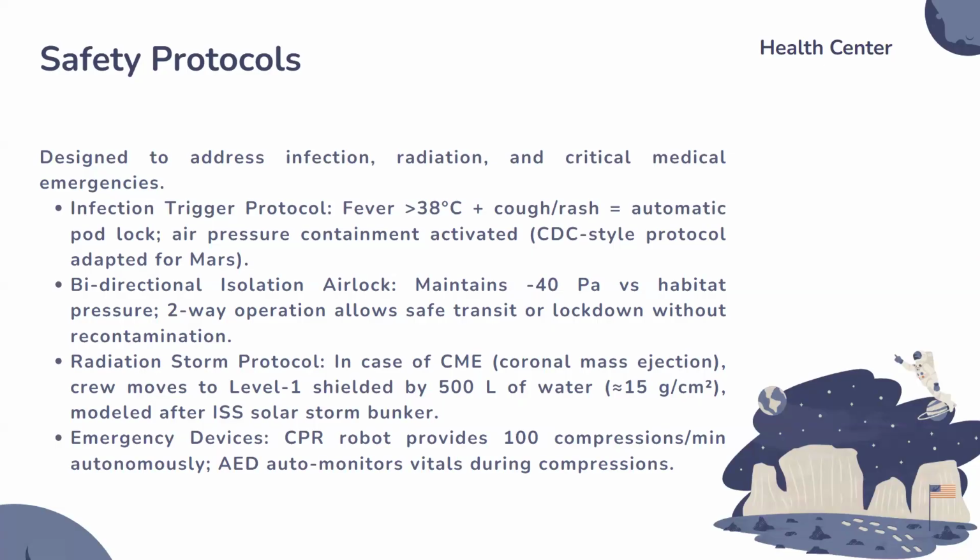Another critical scenario is solar radiation exposure. Solar particle events are something that the crew is alerted to via NOAA or ESA solar telemetry. The protocol requires immediate relocation to deck 1 of the health center, which is shielded with 500 liters of water walling, providing the equivalent of 15 grams per square centimeter of mass shielding. This has proven to reduce solar radiation dose to survivable limits. This approach was mentioned in one of the ISS studies, where they showed the ISS radiation shelter, which is being modified for Martian use.